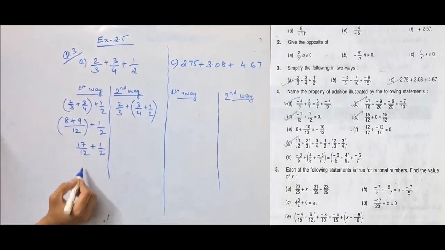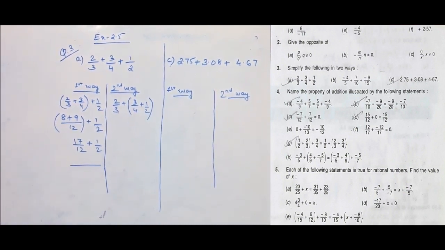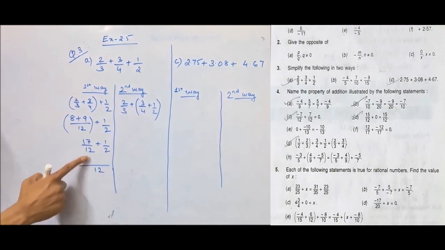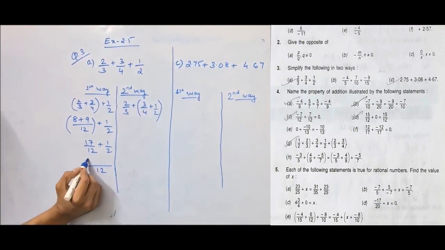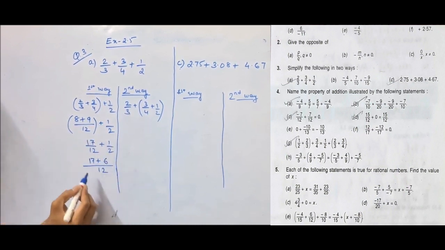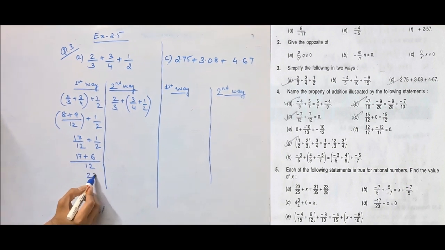Now again you need to go for the LCM of 12 and 2. What is the LCM of 12 and 2? The LCM of 12 and 2 is 12 itself. So 12, how much is 12? 1. 17 1s are 17. Plus 2, how much is 12? 6. 6 1s are 6. What is 17 plus 6? 17 plus 6 is 23.